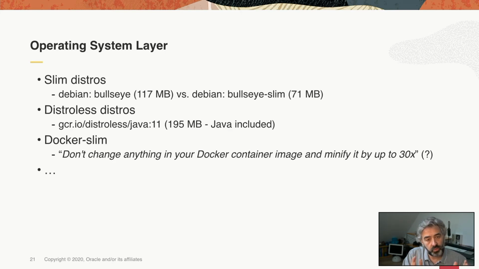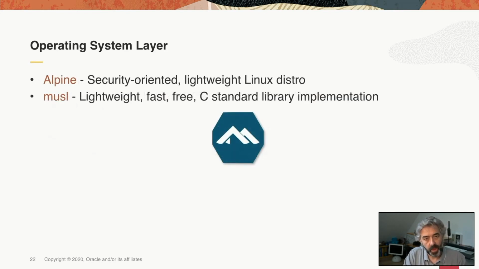So the basic idea is to try to use a Linux distribution that is as lightweight as possible. So directly, Alpine comes to mind. Alpine is a security-oriented Linux distribution that is also very lightweight. Now, Alpine is relying on musl.